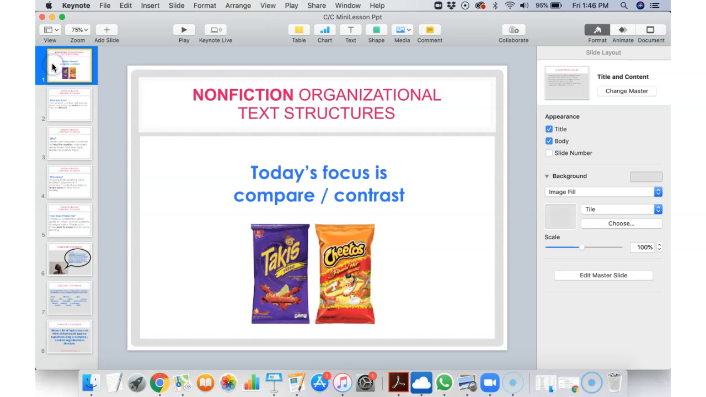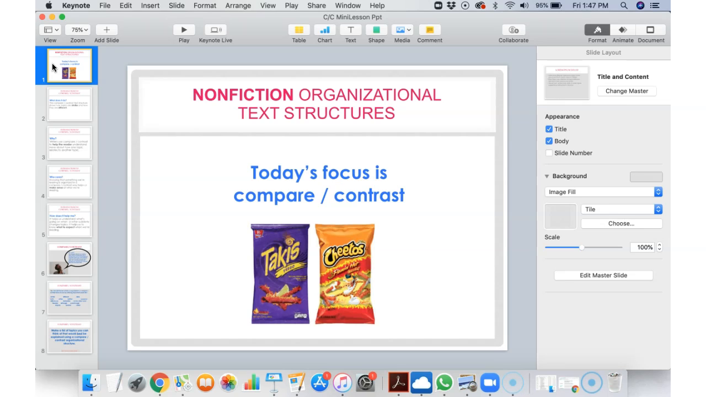We're going to take a look at some organizational text structures that writers use to convey their information. So we're talking about nonfiction articles, nonfiction reading passages, things like that. And today we're actually going to focus only on compare and contrast. So we're only thinking about compare and contrast in this lesson.